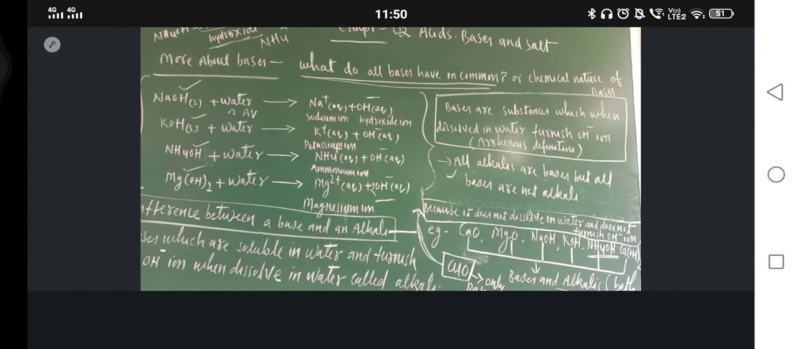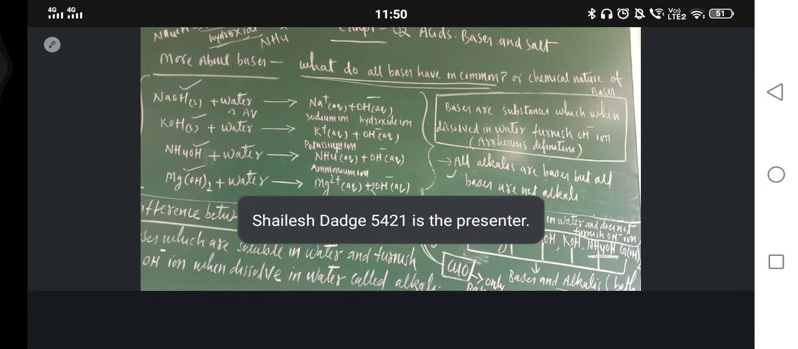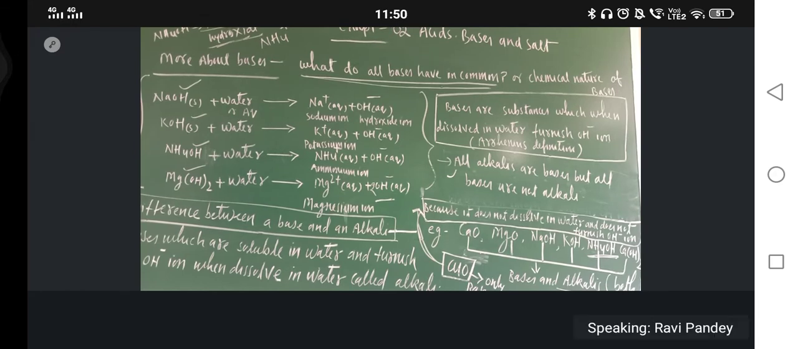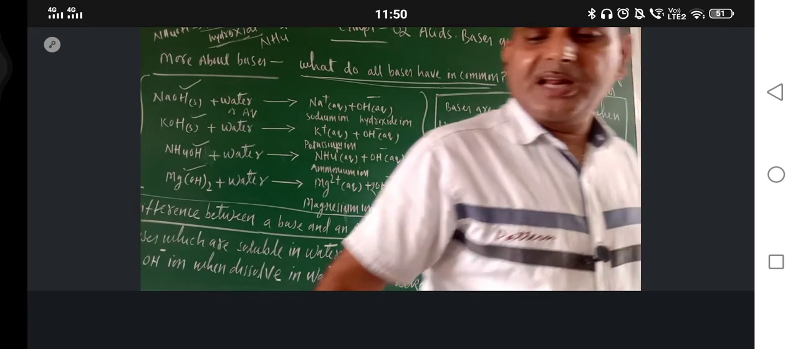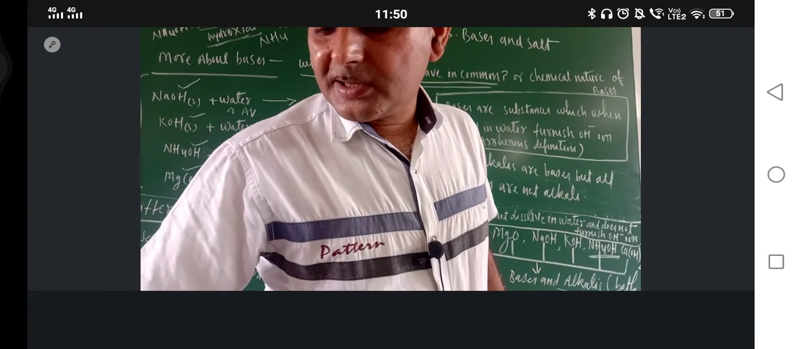They must be soluble in water. Okay. I hope that you understood this one. That is why copper oxide is only a base. It is not an alkali because it does not dissolve in the water. So this is all about the preliminary information regarding the bases.